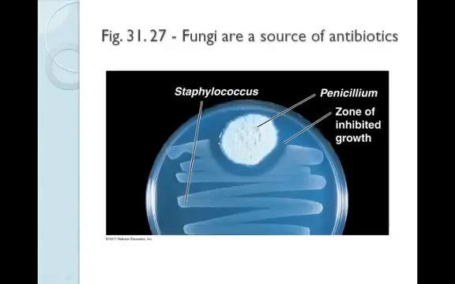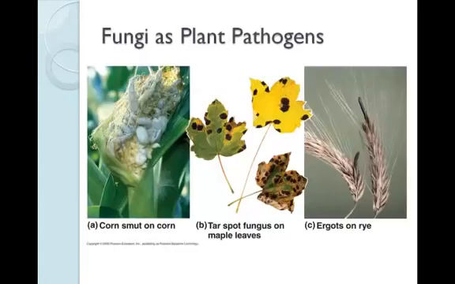Fungi are the source of antibiotics, and the photo here shows the relationship between the penicillium mold, which produces penicillin. The penicillin inhibits the growth of the bacteria, demonstrating the process of antibiosis. Fungi are also pathogens of plants and are responsible for smuts and rusts, diseases of crops and ornamental plants.